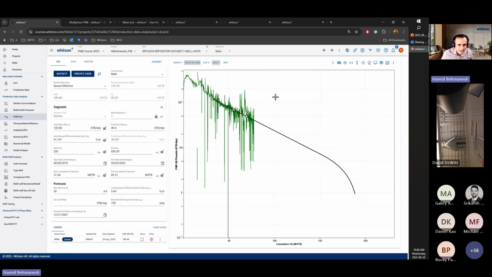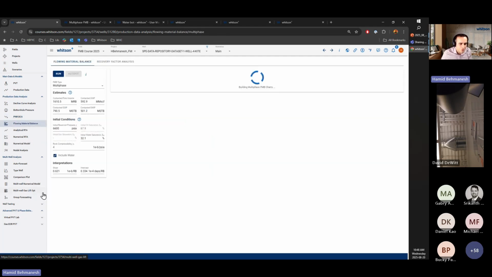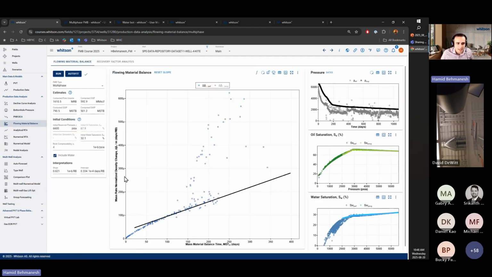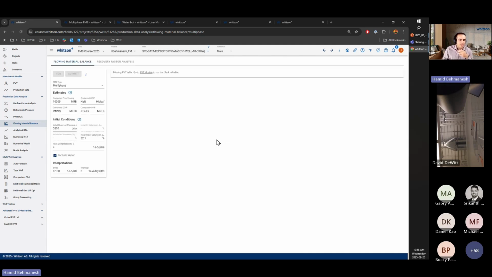While this is simply curve fitting, FMB is physically constrained. That's the more reliable analysis to rely on. So there's another valve here. For the time being, I'll quickly show you that, but it's very identical to the other wells.